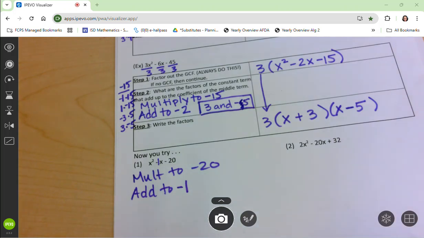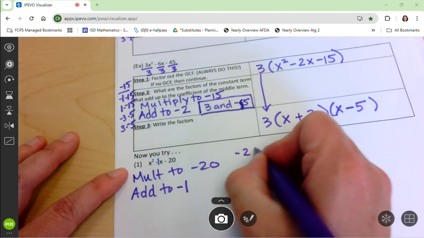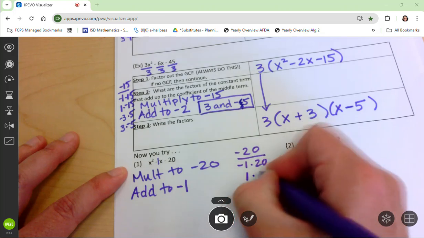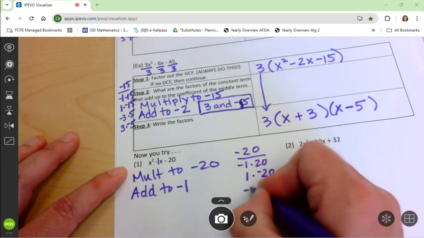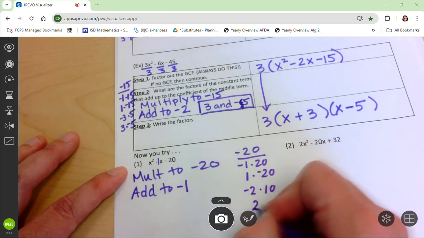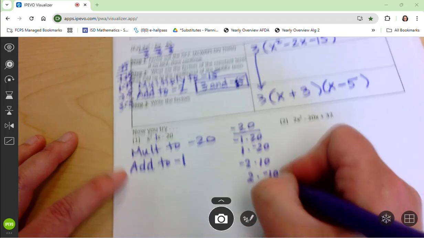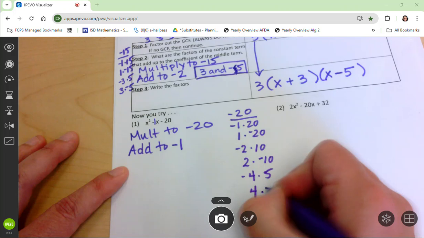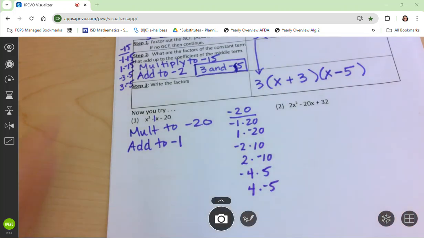All right, so for negative 20, I'm going to start making a list of numbers. It's a long list. Negative 1 times 20, 1 times negative 20. Negative 2 times 10, 2 times negative 10. Negative 4 times 5, and 4 times negative 5. Now, you don't have to write that list down if you know it more quickly, but if it helps you, write out your whole list.